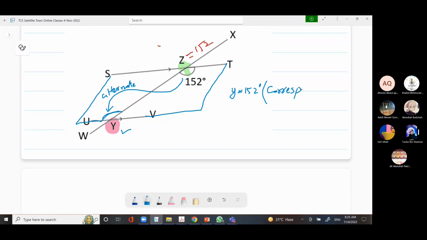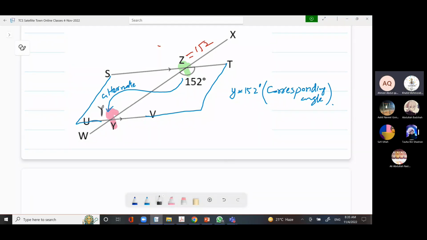Now you are right. Should I tell you one another thing? If this is Y, then its opposite side will also be Y, isn't it? You know that vertically opposite angles are equal. They are made by crossing lines. If this is Y, its vertically opposite angle will be equal, so this must be Y then.